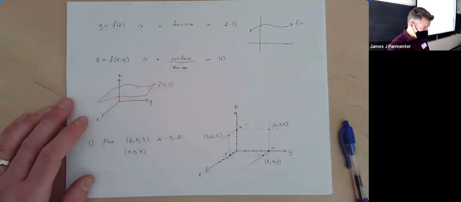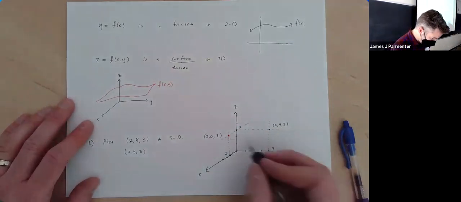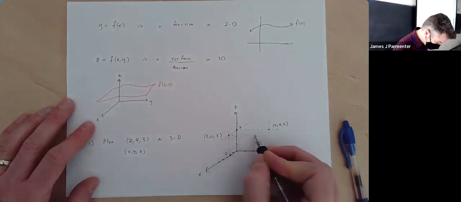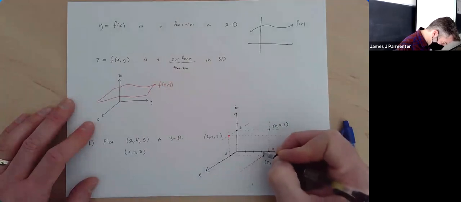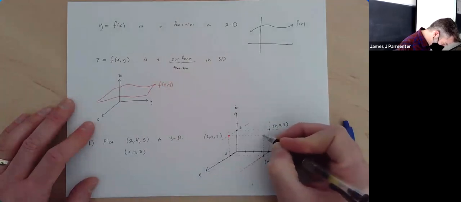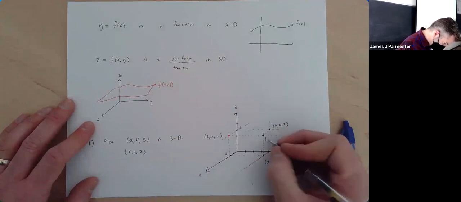And then finally, from this point here, I'm going to go 4 to the right. And from this point here, I'm going to go 3 up. And from this point here, I'm going to go 2 over. And that point there is going to be the point 2, 4, 3.